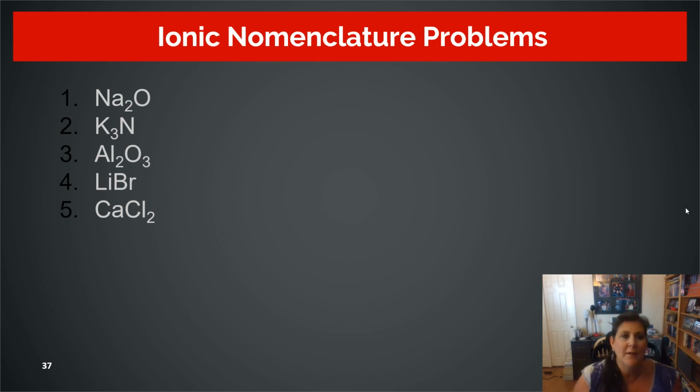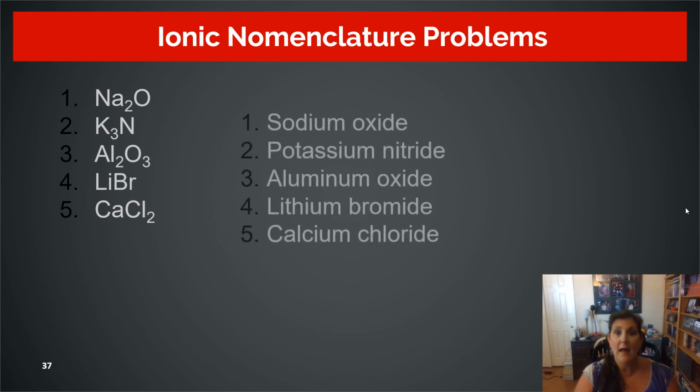All right, number 1. Again, you're looking at your periodic table, which has the names written in there. They're really small. You may need readers like me. So the names are in there to help you with the spelling. Number 1, sodium oxide. Number 2, potassium nitride. Number 3, aluminum oxide. Number 4, lithium bromide. Number 5, calcium chloride. Again, no prefixes.